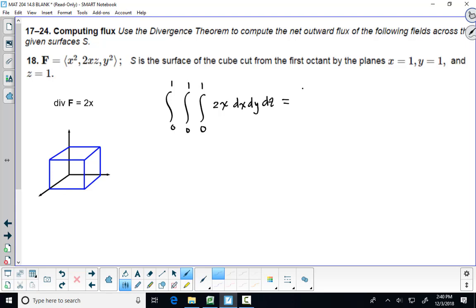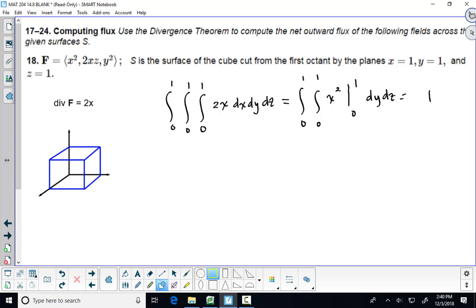And integrate with respect to x. And we get x squared, 0 to 1. So what do we end up with total? 1. Nice. Not 0! That's the first problem we've done today that didn't equal 0. We're checking off the binary list.